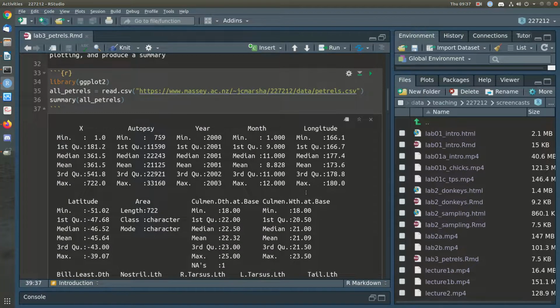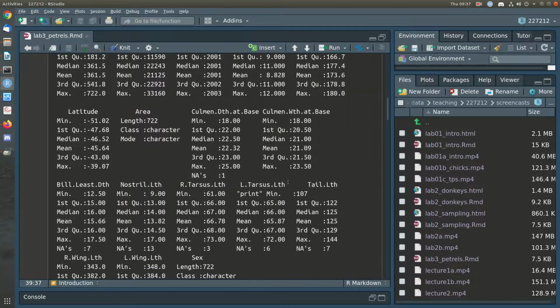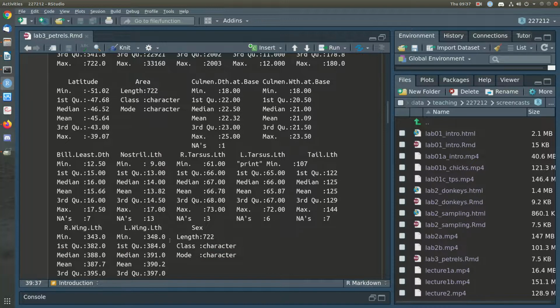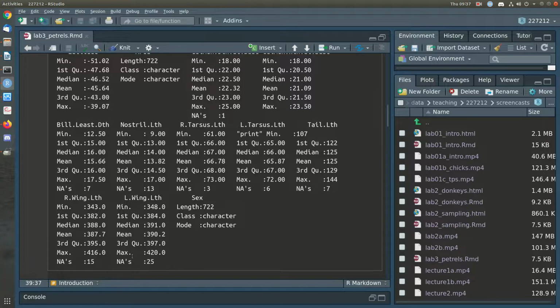So we're going to start off by loading our ggplot library in and loading the data in and taking a quick look at the summary. So you can see there's a number of variables. We've got autopsy, year, month, longitude, and so on. We've got some label variables, sex and area. Okay, so they're the label variables there, and then we've got the right wing length there. And you can see that in many of them there's a bunch of missing values. So there's NAs, which is short for not available.